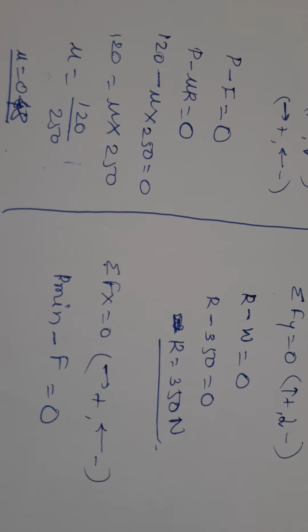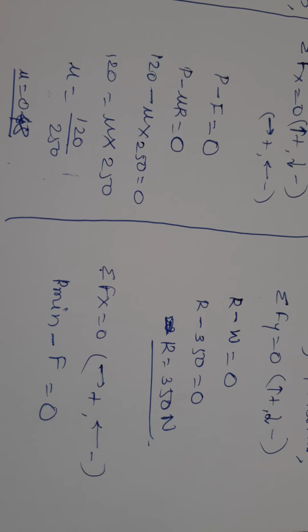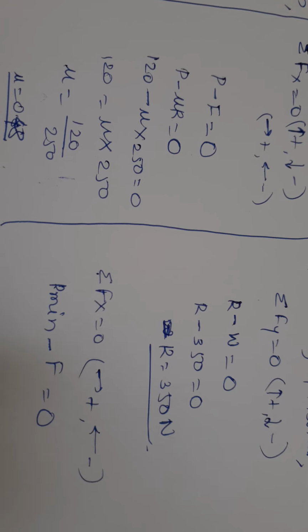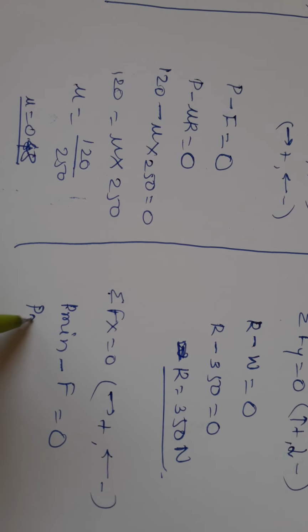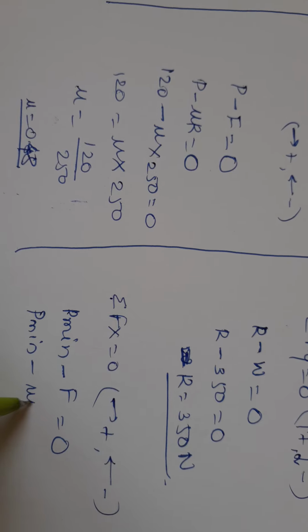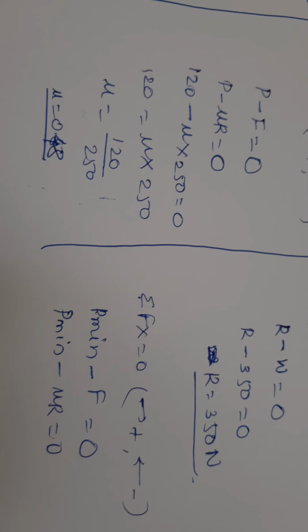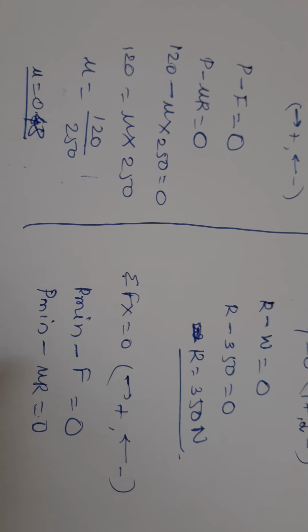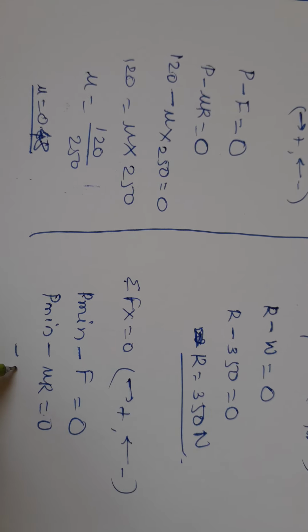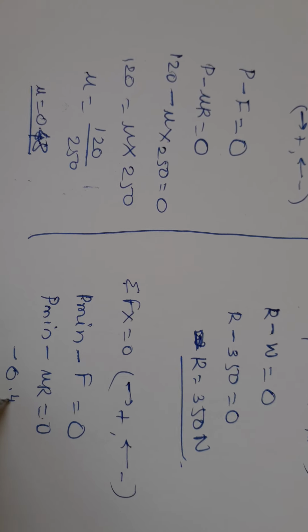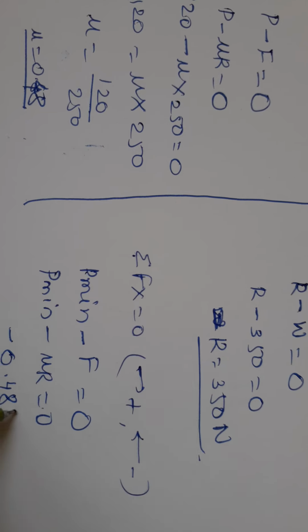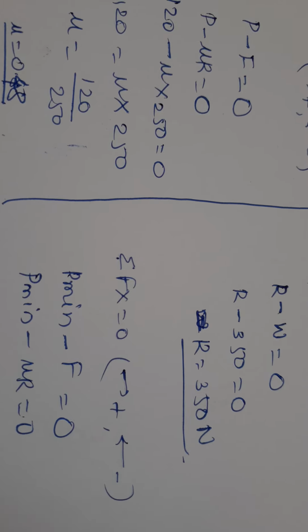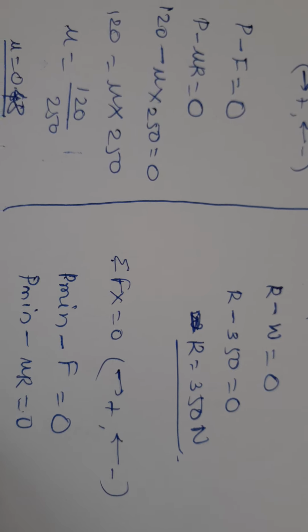P minimum minus F equal to 0. So we know that F is equal to mu R. P minimum minus mu R equal to 0. So mu is 0.48, which we have calculated previously, and R is 350 Newton, which we have calculated previously.